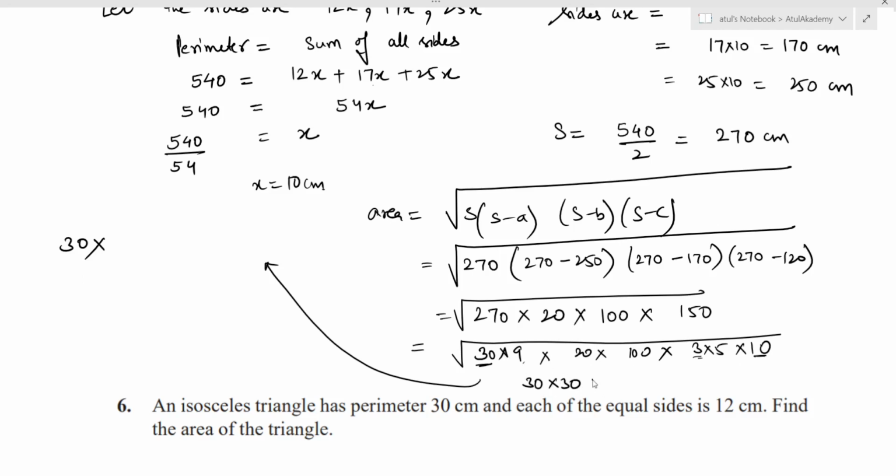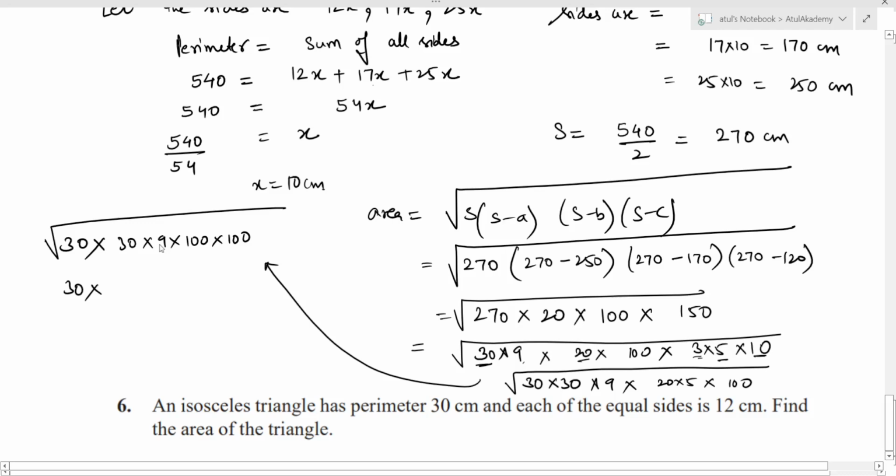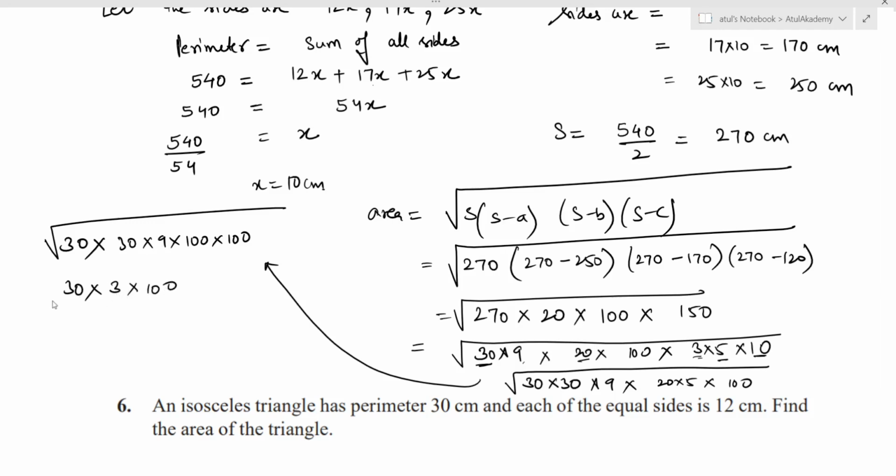Then this is 9 and then I have 20 into 5. I can write it as 100 and this is also 100. Yeah, fine students, 20 into 5 is 100. So I have 30 into 30, I have 9, and 100 into 100. So I have pairs. I have 30 as a pair. 9 is 3 into 3, so it will be 3 only, and 100. So that's what I got. So how much is this? This is 9,000 centimeter square is the area coming out to be.